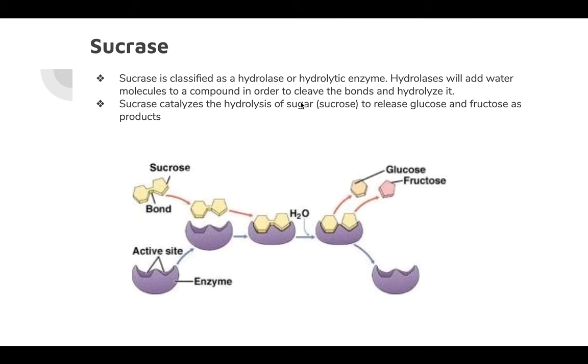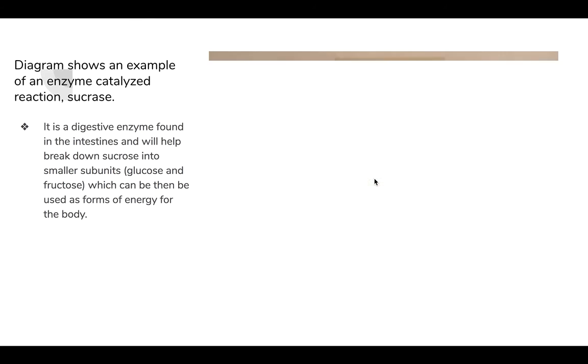My example is going to be sucrase, and it is a hydrolytic enzyme. It's a hydrolase that will add water molecules to a compound to cleave those bonds. It's known for catalyzing the hydrolysis of sugar, or sucrose, to release two products, glucose and fructose. In this diagram, sucrose enters and bonds with the active site, and this is where a water molecule will be added. Once it's added, the sucrose is going to break up into glucose and fructose.